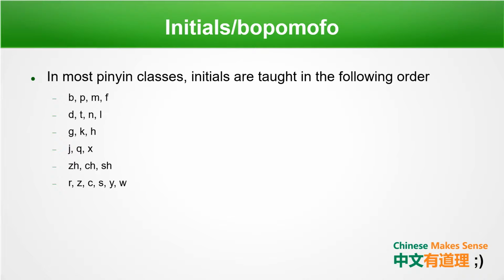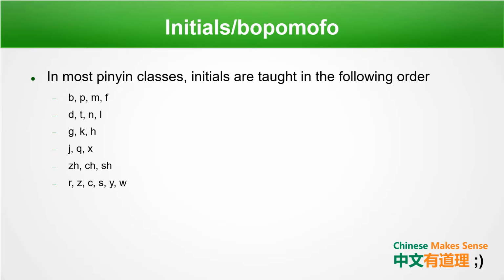In most Pinyin classes, initials are taught in the following order. However, you don't have to remember this, because Chinese kids are taught 啵婆摸佛 before they know English. But since you already know English, you can use English pronunciations like b, p, and then you'll be okay. But just for your information, this is what the Chinese kids are taught.